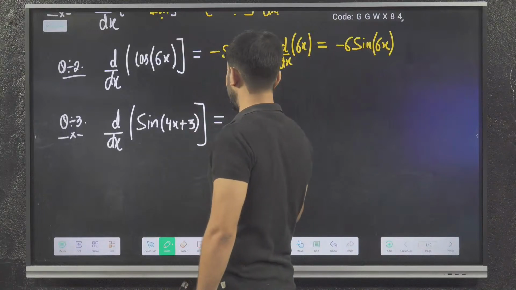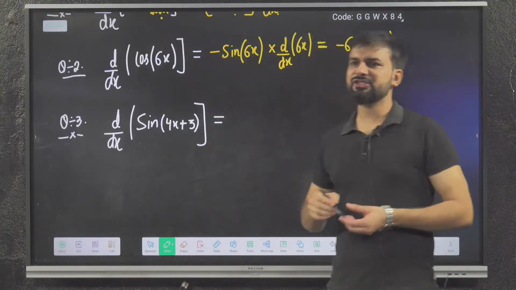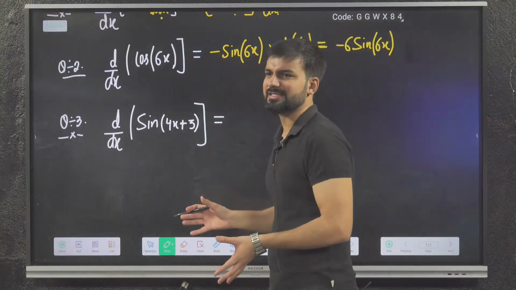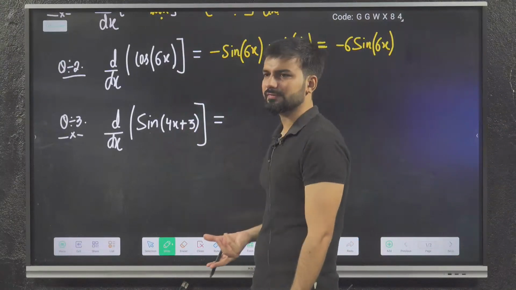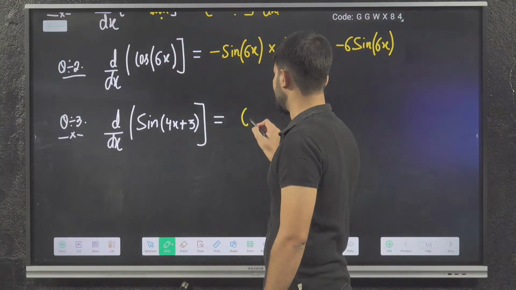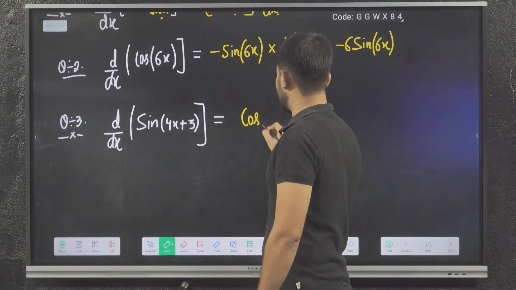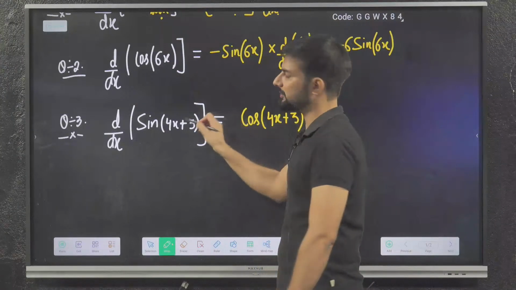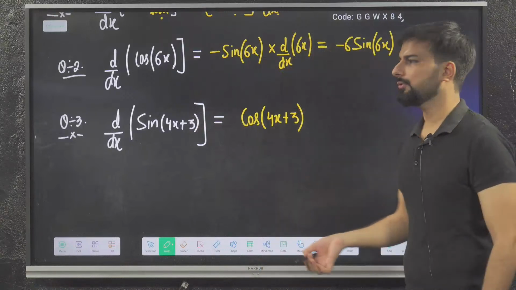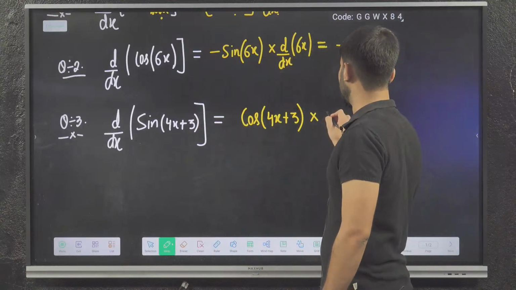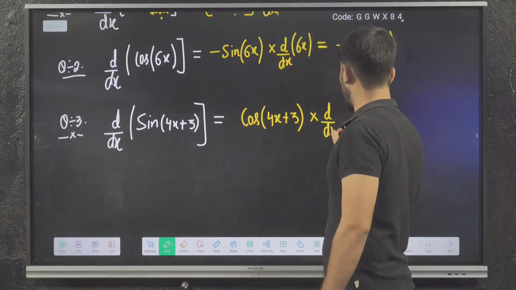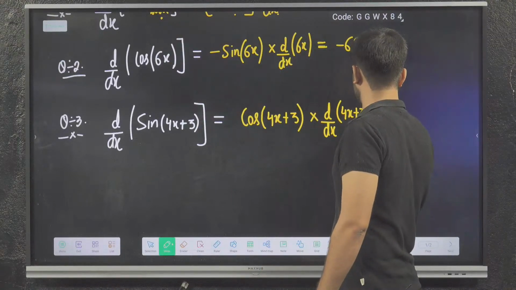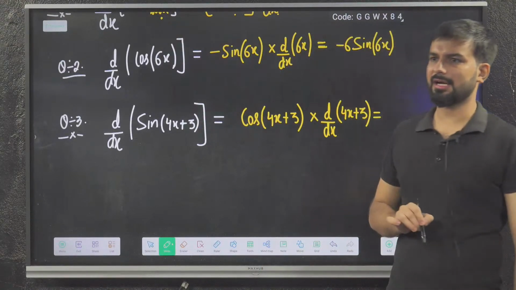If you see here, the differentiation of sine comes out to be the first step. What is the first step, beta? The differentiation of sine will be cos, right? First step, cos of 4x plus 3. Now since the angle is not x, what do I have to do? Redifferentiate. I have to multiply d by dx of what is my angle here? 4x plus 3. So what is the answer I will get now?